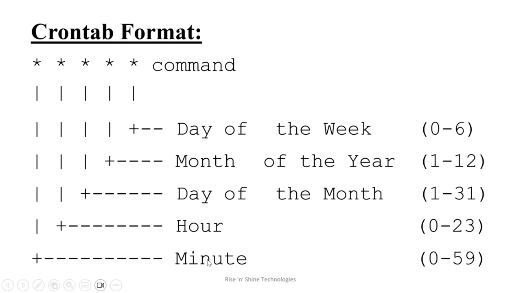In interviews, they ask what is the crontab format? What is the first attribute? What is the second attribute? Can you explain all the attributes? Minutes, then hours, then day of the month, and month of the year, and finally day of the week, the last attribute. So first one is minutes, hours, the day of the month, the month of the year, and finally the 5th attribute is day of the week. And then finally the command we can define.